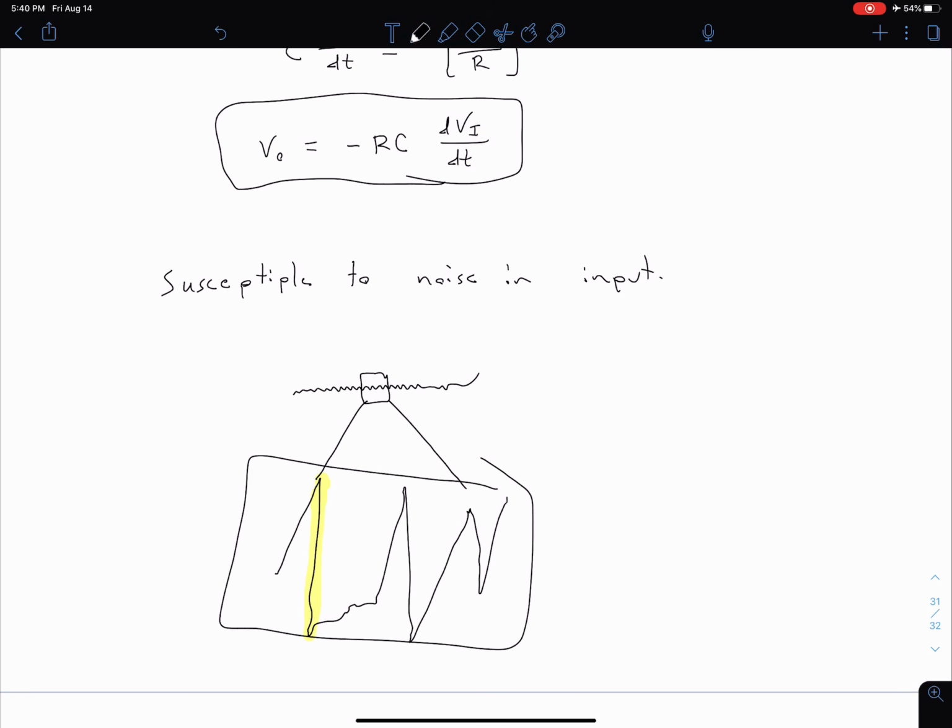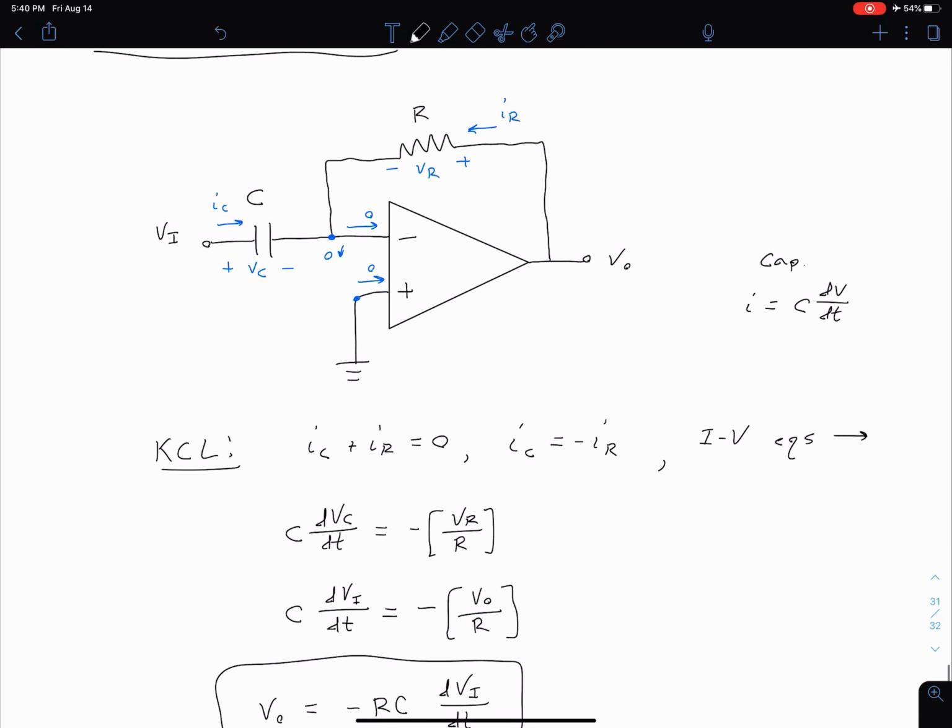One way that we can sort of relieve or alleviate that is by putting a resistor in series with this input capacitor. But even by doing that, we still have to be careful when we use these differentiators.